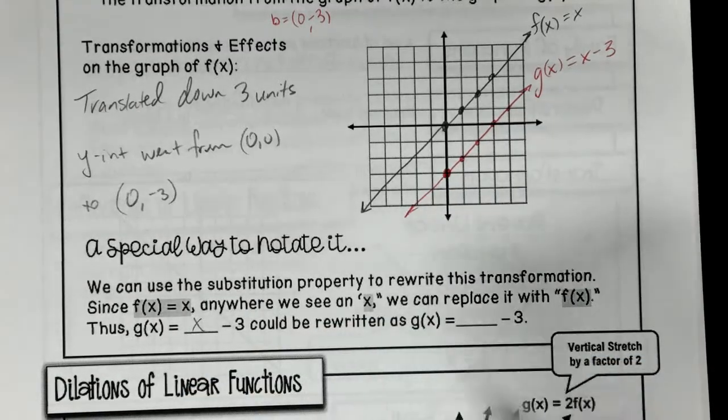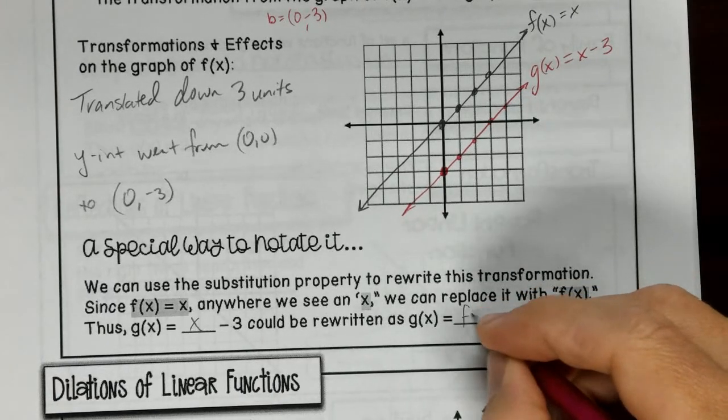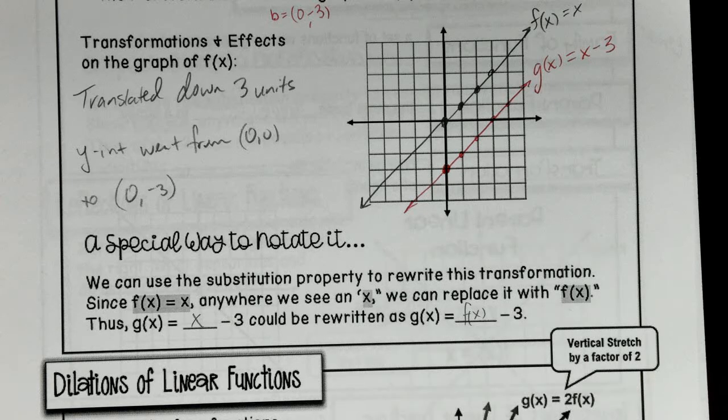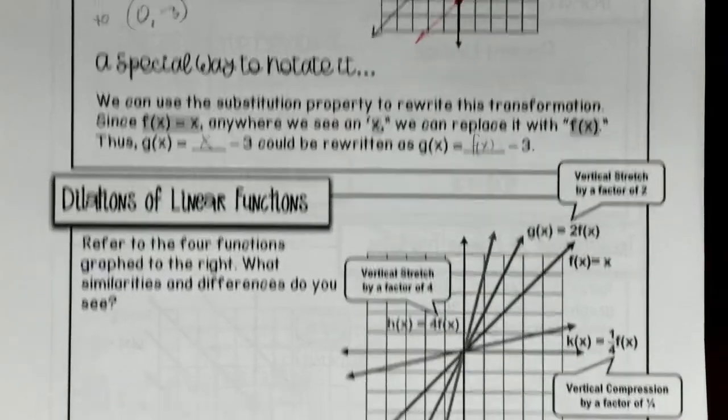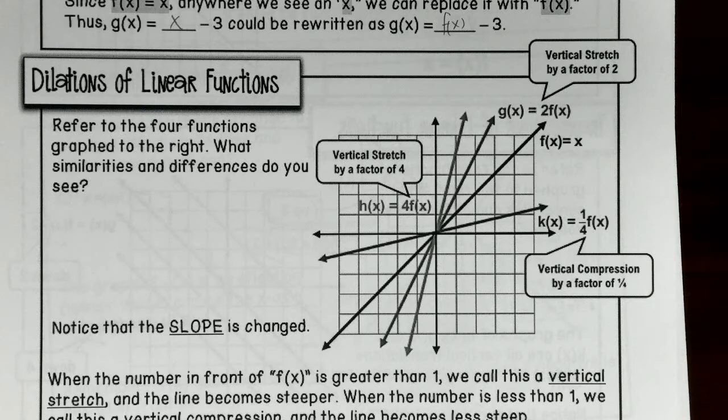Okay, the way to note it is g of x equals x minus 3. It could be written as g of x equals f of x minus 3. So translations are a change in the y-intercept, a change in b. Okay, I'm translating it. The second transformation that we're going to talk about is a dilation. Once again, I've graphed 4 functions for you.